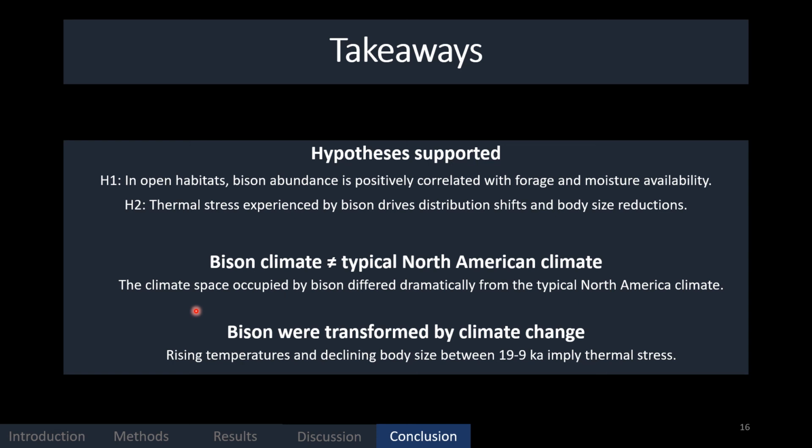Also, bison were transformed by climate change. Rising temperatures and declining body sizes between 19,000 and 9,000 years ago, to us, imply that bison were experiencing thermal stress.